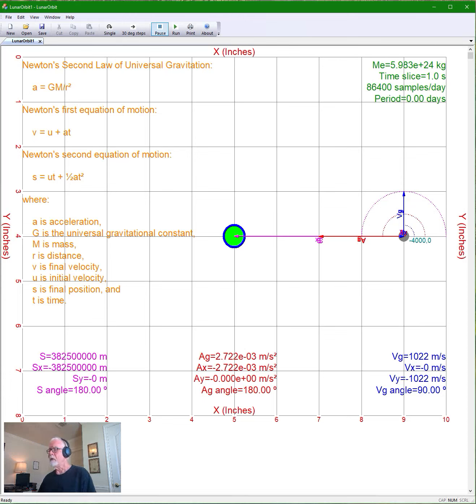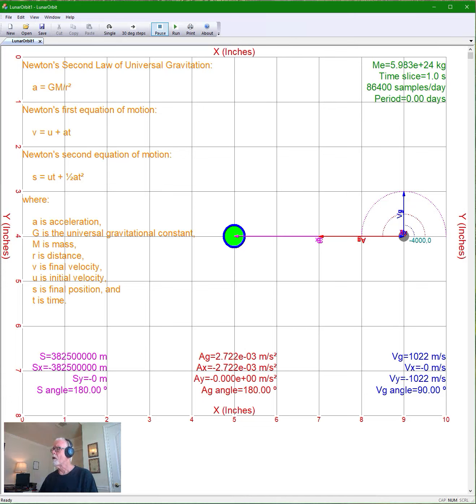And then in the lower left corner, you can see in this magenta text the position of the three position vectors, the S being the radius of the moon, and then the X version is the position with respect to the Earth again. So this is showing that the Earth is to the left of the moon because of the negative. And the X is equal to the radius since Y is zero, so they're the same at that point. And the angle is 180 degrees.